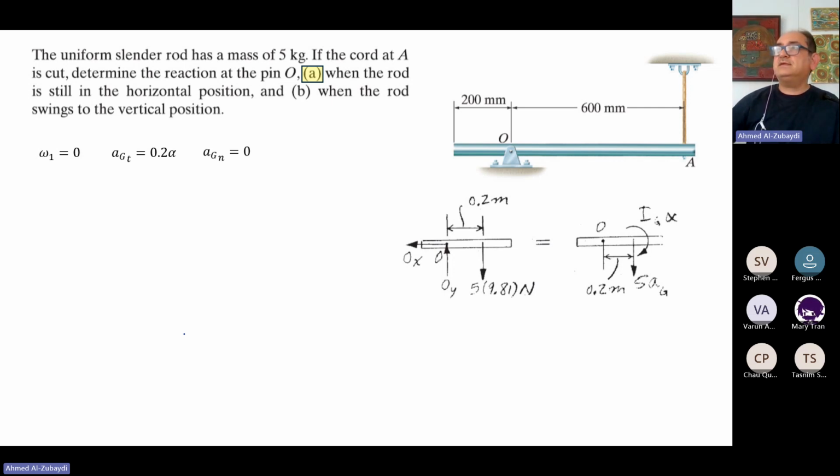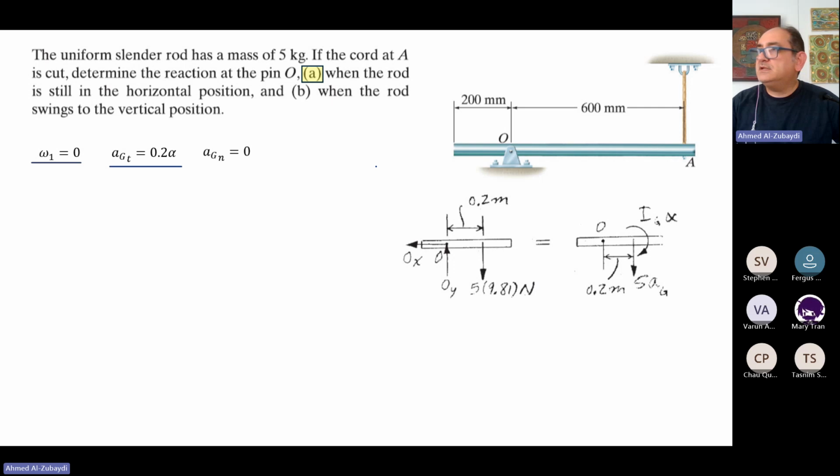The cylinder with a rod has a mass of 5 kilograms. The cord A will be cut suddenly. Actually, I'm rushing because we passed the time we have, in 1 hour now instead of 30 minutes. So the rod is going to be cut suddenly and the bar will start to fall down. So we need to know, when the rod is still horizontal, what will be the value of the reaction at the point O. So in this scenario, the omega is 0.